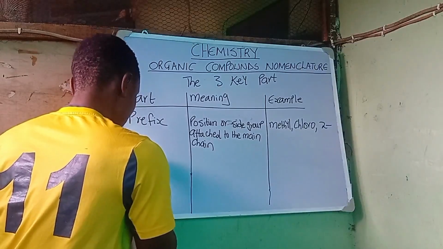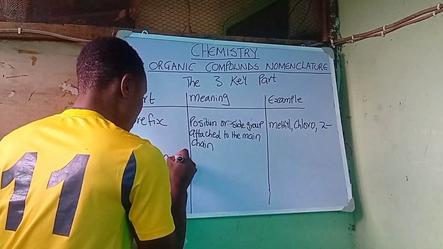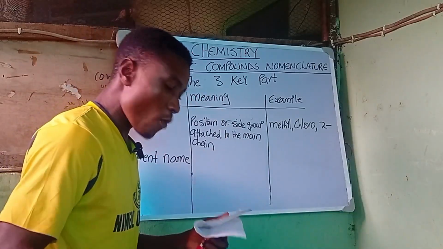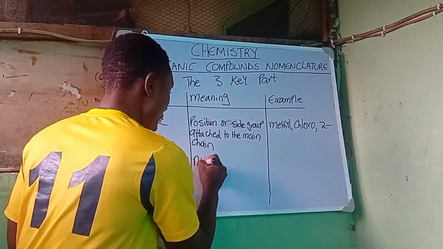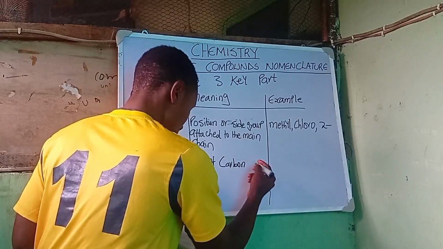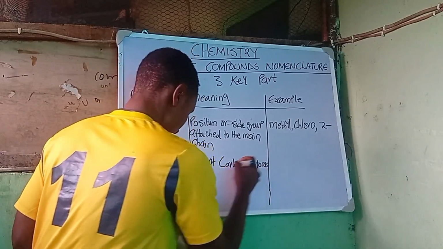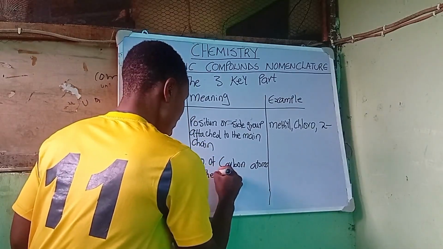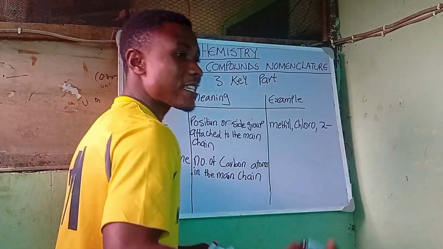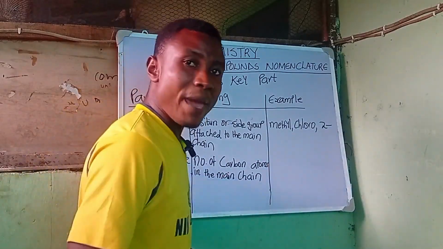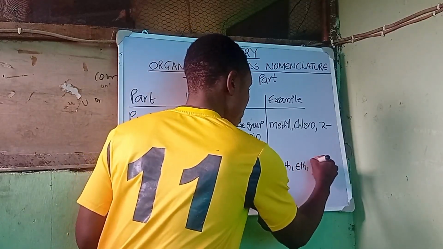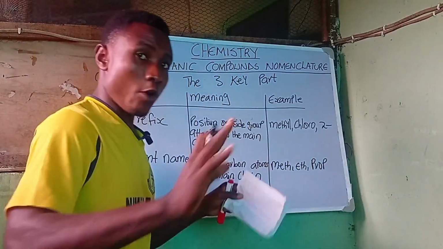So we have the parent name. And the parent name is simply the number of carbon atoms in the main chain. An example is, for example, methyl, ethyl, propane, butane. So we say meth, eth, propane, butane, and the rest. We are going to get there.